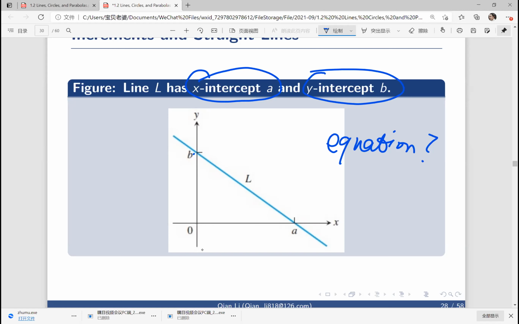Who can write the equation of this line? Is anyone doing the equation? Yes, I can't.